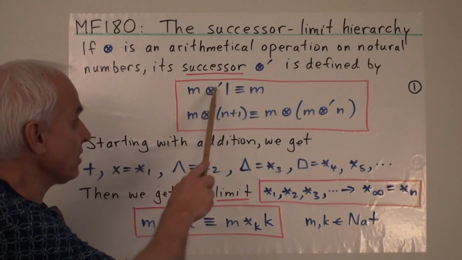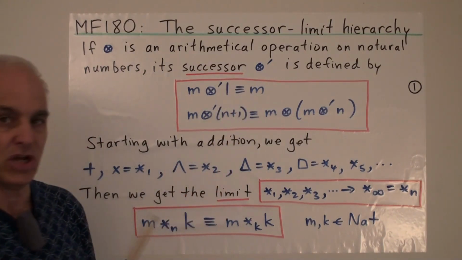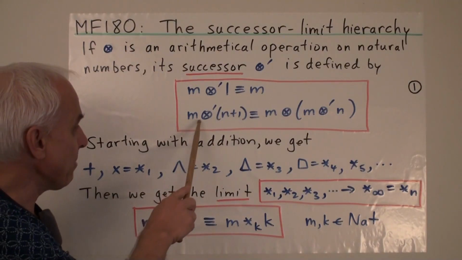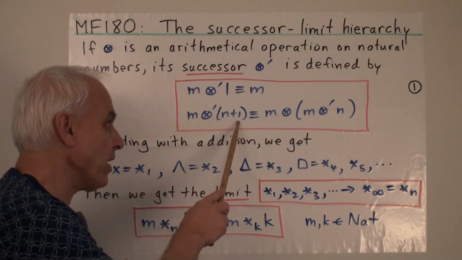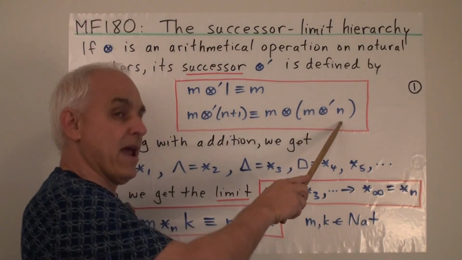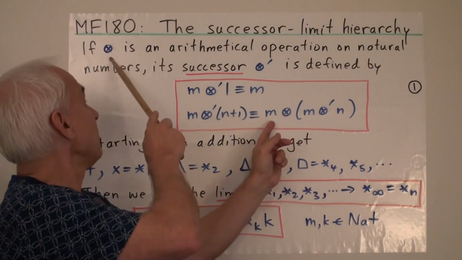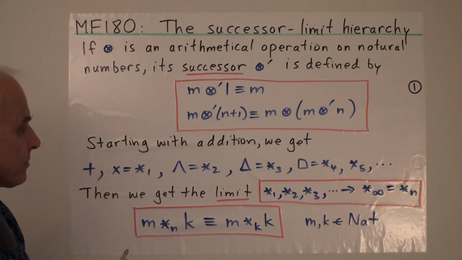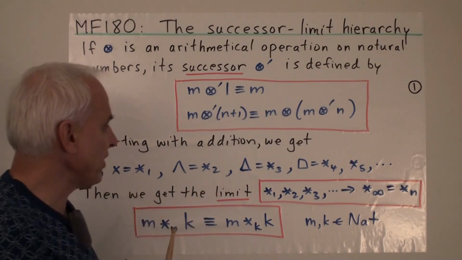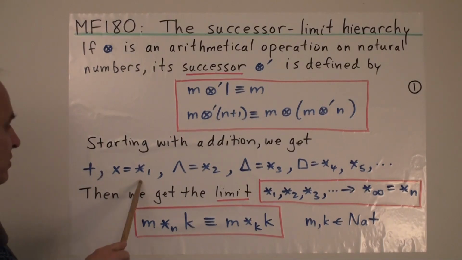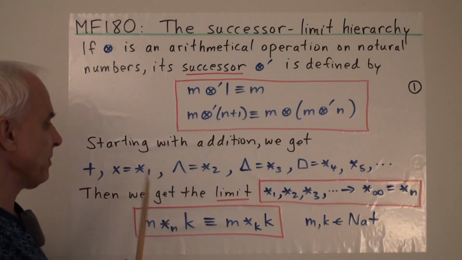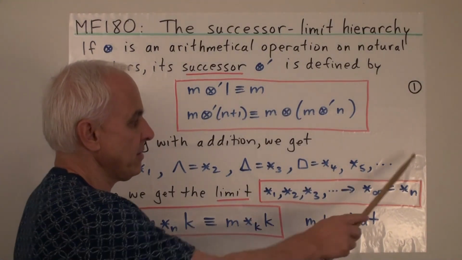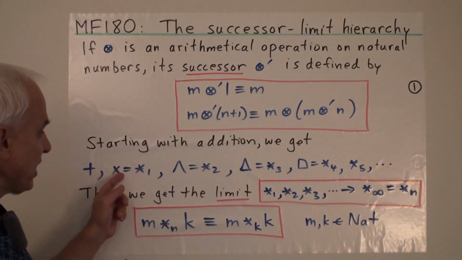So m circle cross prime 1 is by definition m, and then there's an inductive or recursive definition defining m circle cross prime n plus 1 in terms of m circle cross prime of n, as well as the previous operation circle cross. Starting with addition, we've seen that this way we can build up first multiplication, and then exponentiation, and then this triangle operator, this square operator, and then higher operators by just taking the successor of the previous one.